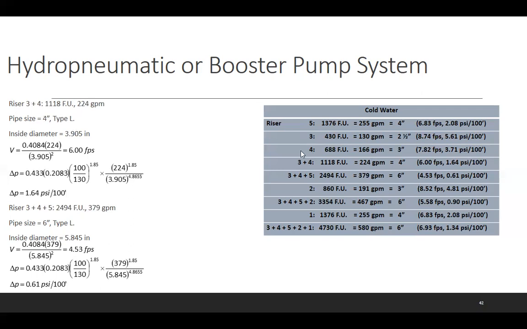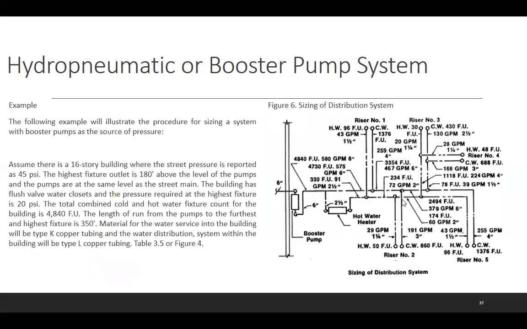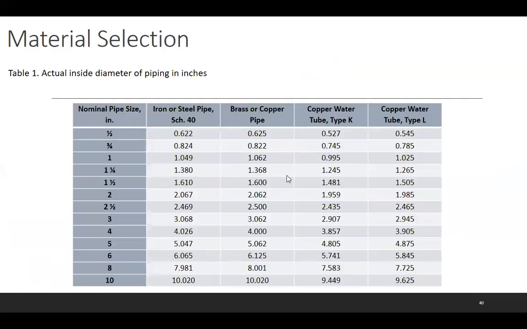Riser 3 plus 4, i-add mo to. That is 1118. Nag-add siya, di ba? 3 plus 4 sa figure. Huwag natin balikan mamaya. Yan. Ang layo kasi. Yan. Nag-add siya. Okay? 3 plus 4, ito na yan. Mag-a-add na lang yan.